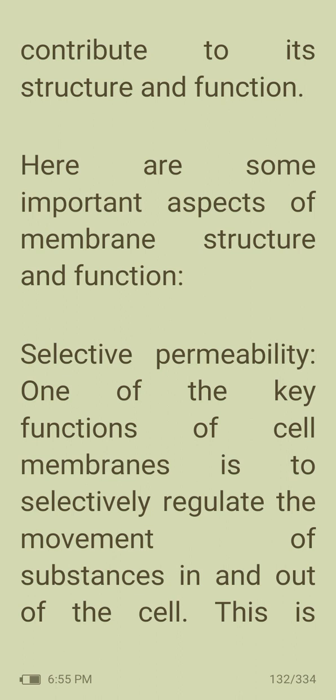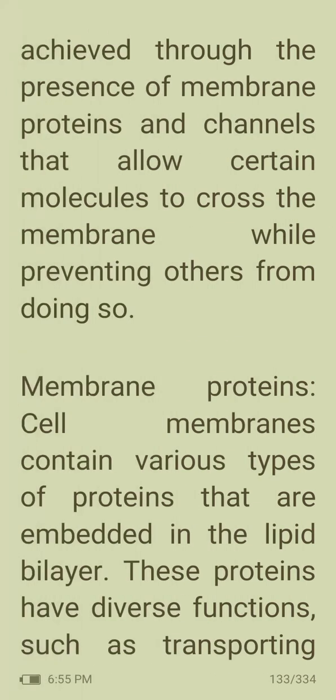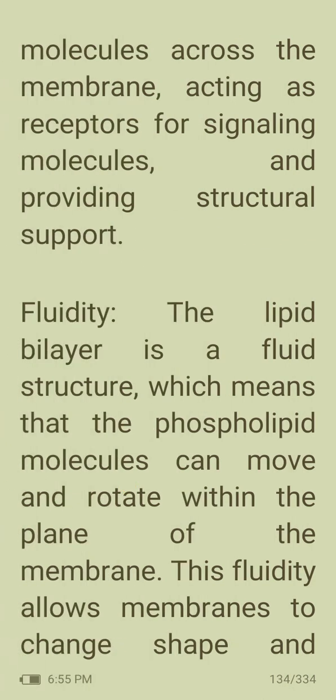Selective permeability. One of the key functions of the cell membrane is to selectively regulate the movement of substances in and out of the cell. This is achieved through the presence of membrane proteins and channels that allow certain molecules to cross the membrane while preventing others from doing so. Then membrane proteins. Cell membranes contain various types of proteins that are embedded in the lipid bilayer. These proteins have diverse functions such as transporting molecules across the membrane, acting as receptors for signaling molecules, and providing signal transport.